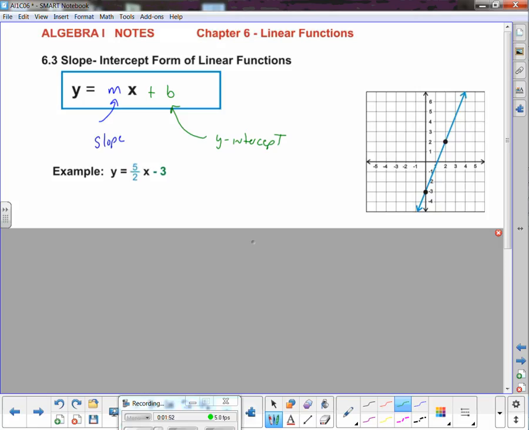Well, in this case, instead of knowing a point on the line, we're going to know a specific point on the line, the y-intercept, right from the form of the equation. And therefore, we're able to graph it. We'll graph the y-intercept. We'll use the slope to get the second point. So here's the example. I know this is the y-intercept. If I had to write coordinates, it would have the coordinates of 0, -3.